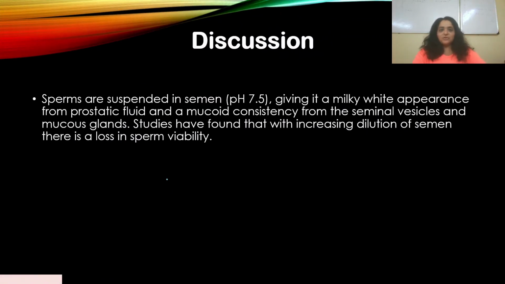All right. So the fourth point was whether sperms are concentrated in a thick suspension. Sperms are suspended in semen, which is around pH 7.5, giving it a milky white appearance from the prostatic gland and a mucoid consistency from the seminal vesicles and mucus glands. We know that semen as such is thick in nature, and the sperms are present inside it because of secretions from the seminal vesicles, the prostatic glands, the Cowper's glands. There's a mix of everything.